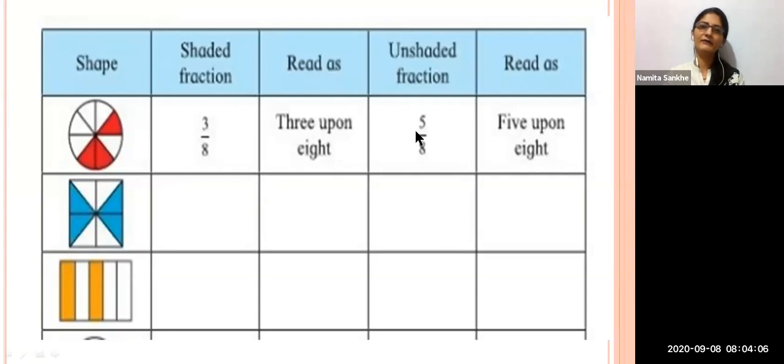Similarly, for the unshaded fraction, the parts which are not shaded, these are 5 parts. So the unshaded fraction is read as 5/8, right? The total number of parts always comes in the denominator. You have already learned this in 4th standard. So I want you to read the fractions for these two diagrams.